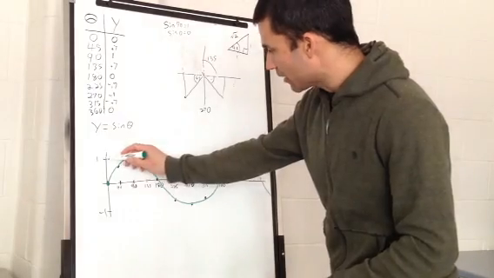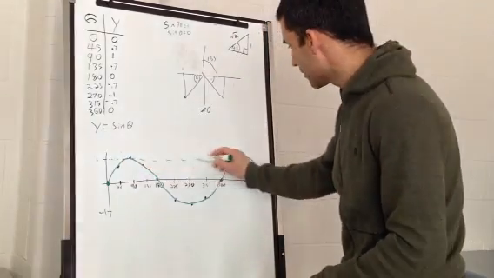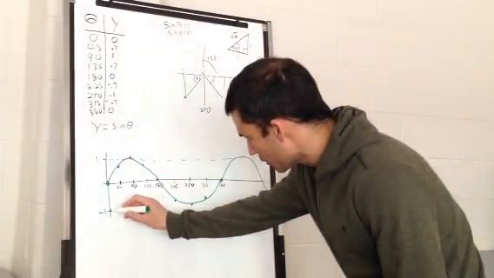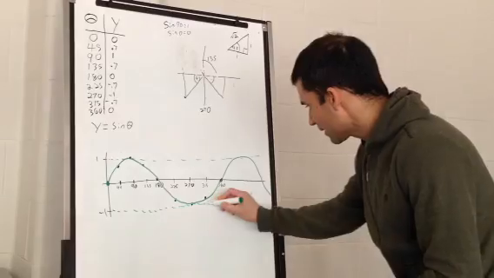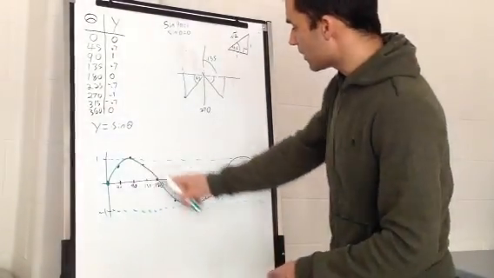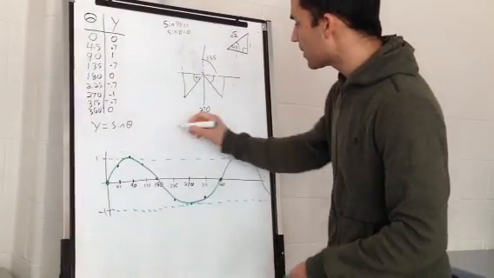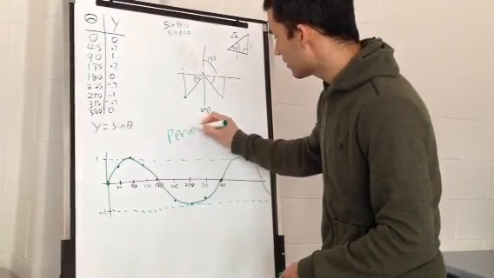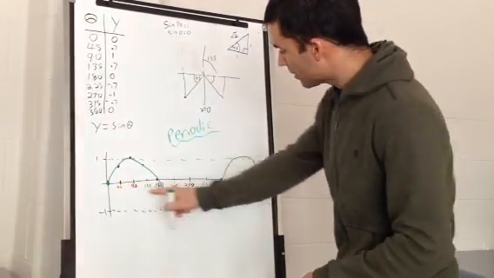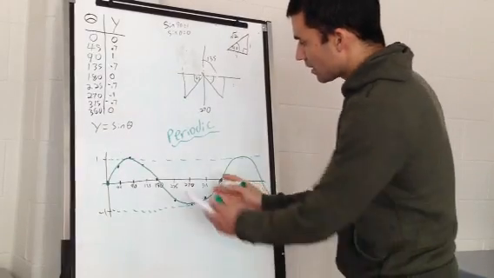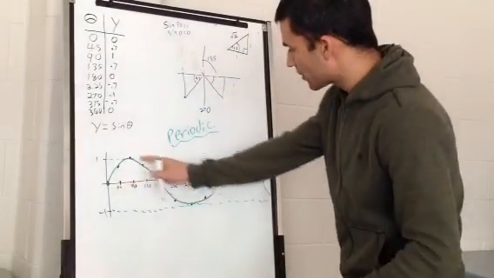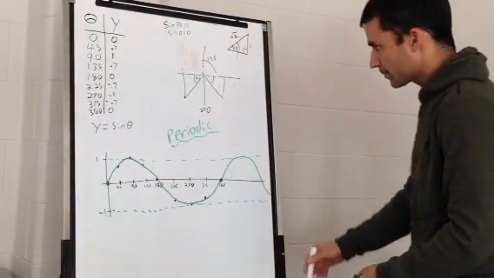The maximum value that it's going to have is positive 1. The minimum value that it's going to have is negative 1. Because it repeats, we describe this as a periodic function. It is periodic. And we say that the period is 360 degrees. That's the horizontal length that we have to go over to find a pattern that repeats.